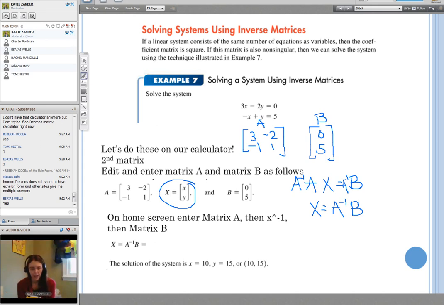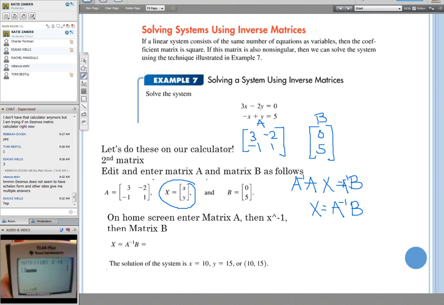Okay. Then we have to go back to the matrix screen, so second matrix again, edit. This time scroll down to matrix B. Matrix B is a 2 by 1 matrix, right? 2 by 1. And we want to enter those elements in.